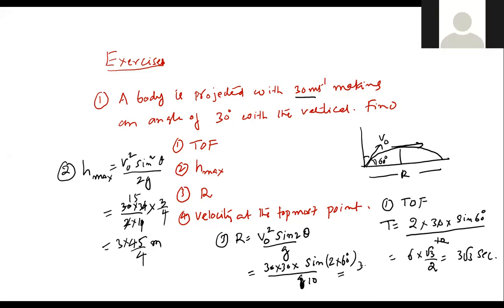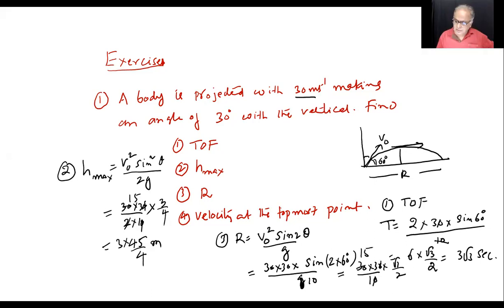So 30 into 30 into root 3 by 2 by 10. So 45 root 3 this is.